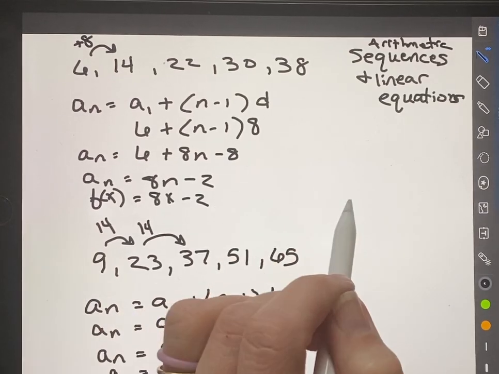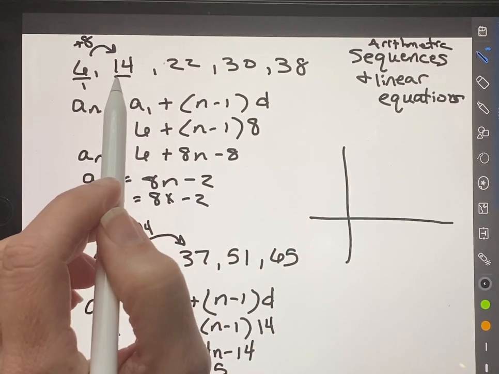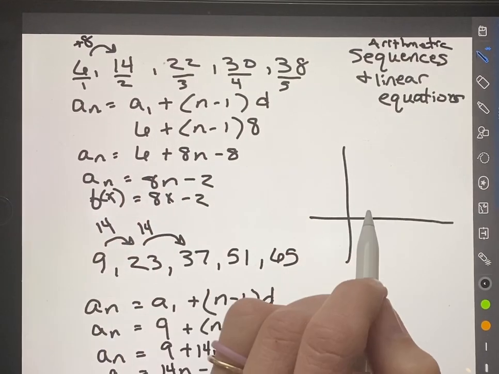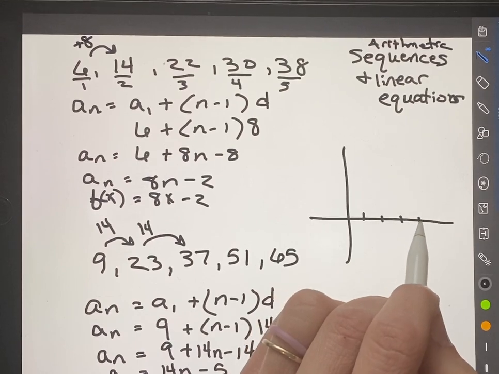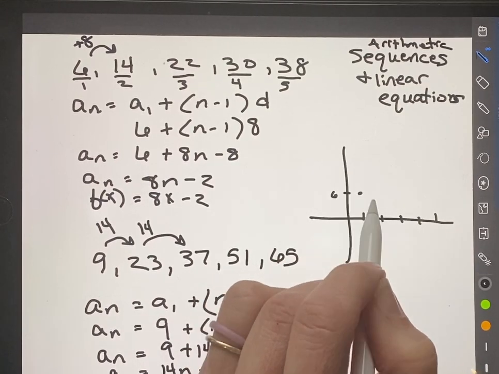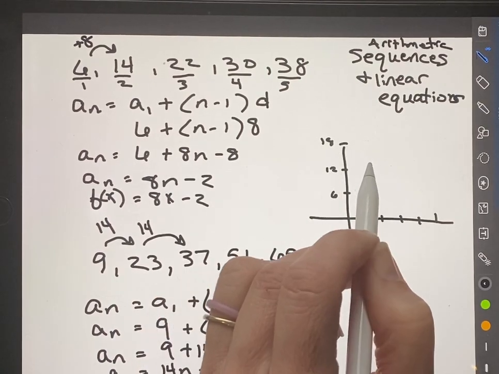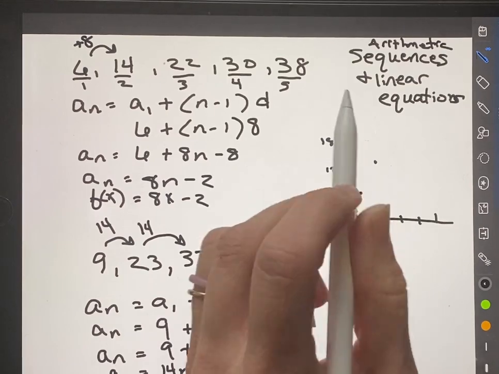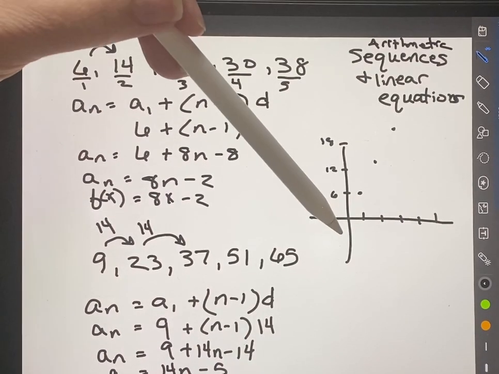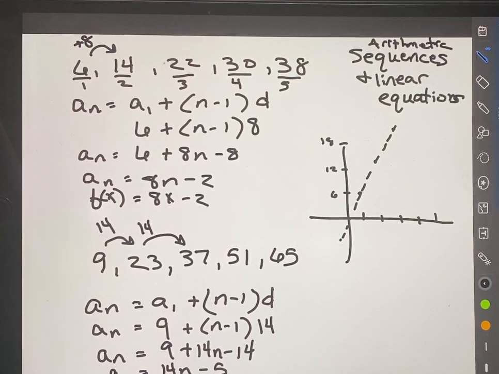So if we were to graph the points here, this is term 1, term 2, term 3, term 4, and term 5. We have 1, 2, 3, 4, 5. At 1, we would be at 6. Then at 2, we would be at 14. At 3, we would be at 23. And we would see that indeed we do make a line as we graph these points.